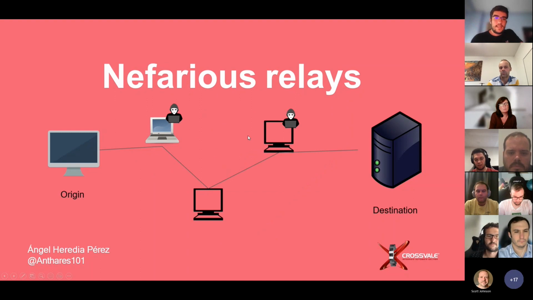So, nefarious relays. This is a method that is used by, for example, the FBI, that consists of running a lot of Tor nodes, expecting that at some moment, a certain user's Tor circuit is formed using a guard node and an exit node controlled by them. That way, it is easier to defeat Tor protections.